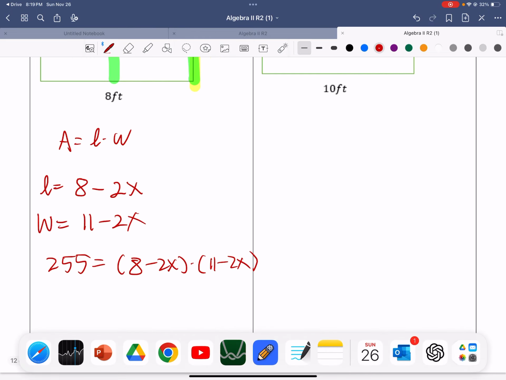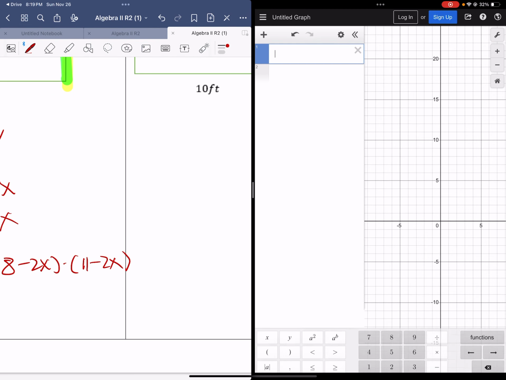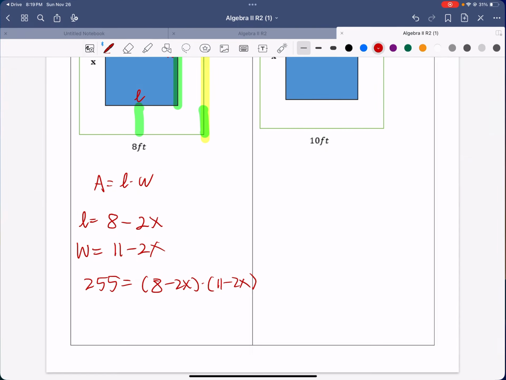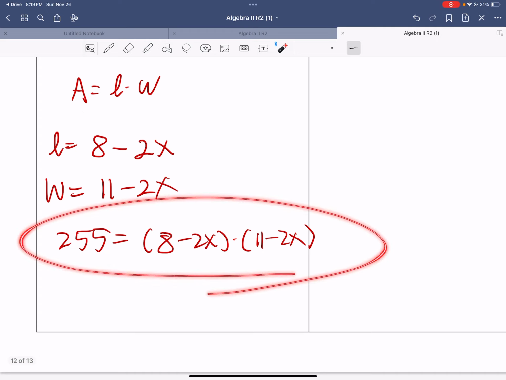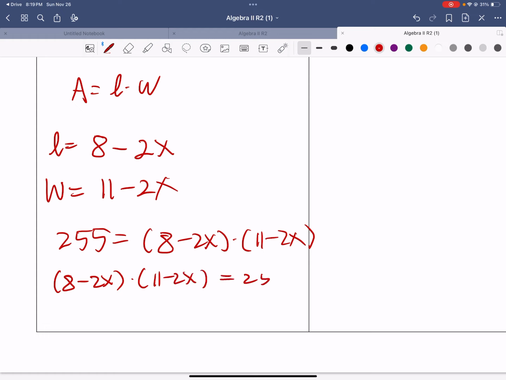And let's see what you get for the x value, because you don't really have to solve it. You just put this one into the calculator. So let's do this. Oh, wait, I'm sorry. So again, you cannot really put this one into decimals. So what you've got to do is, let me write it like this: 8 minus 2x times 11 minus 2x equals 255.